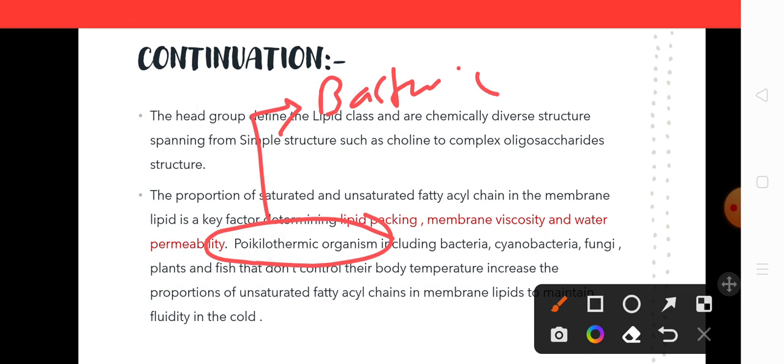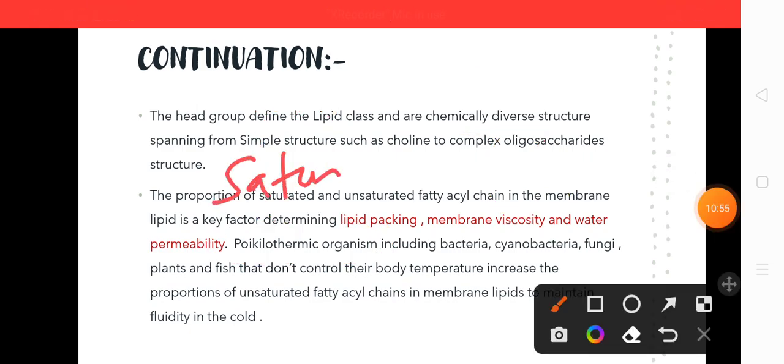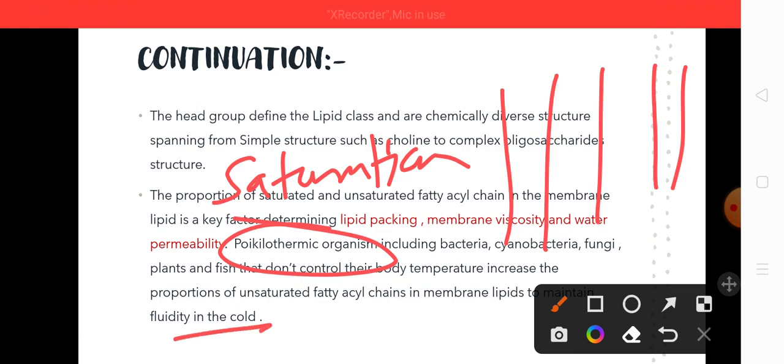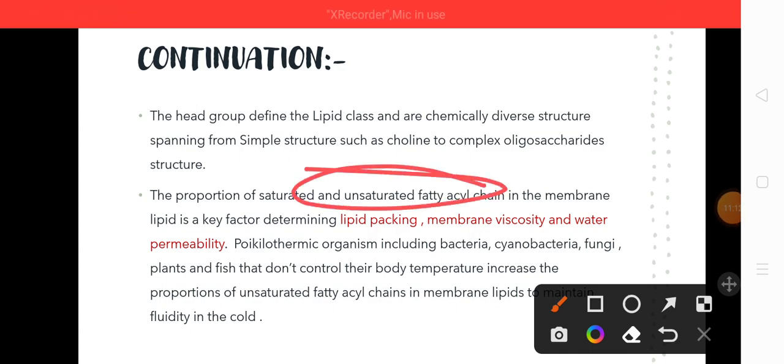And what is the reason behind it? The reason is, if the amount of saturation is higher in the lipid, then the membrane will be tightly packed. Okay, and it is not good for the poikilothermic organism, especially in a cold environment. Okay, so that is the idea. So you can understand that unsaturation in the fatty acid chain affects lipid packing, membrane viscosity, as well as water permeability.